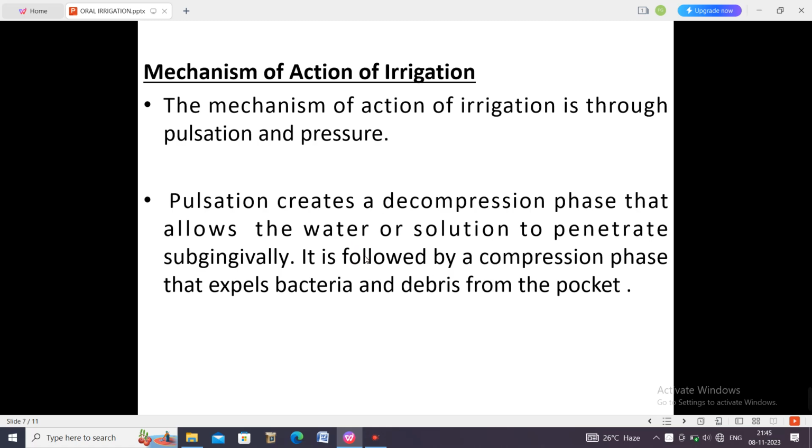Coming to the mechanism of action of irrigation, it works by pulsation and pressure. Pulsation creates the decompression phase that allows the water and solution to penetrate subgingivally. It is followed by the compression phase that expels bacteria and debris from the pocket. So it acts as a simultaneous effect, that is pulsation and then the pressure.